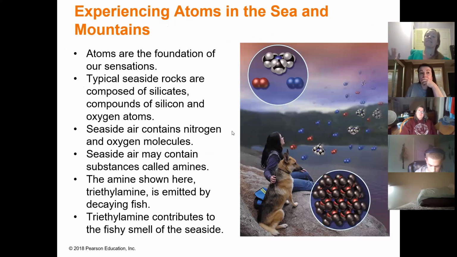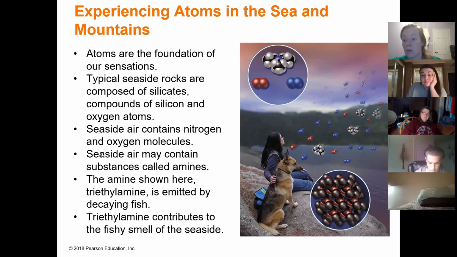Here's our cheesy intro slide: experiencing atoms at the sea and in the mountains. So atoms are the foundation of all of our senses. All the things you can smell, taste, touch, hold are composed of atoms or composed of molecules that are then broken down into atoms. Even the decaying fish smell that you smell at a beach is made of amines, which are made up of atoms.